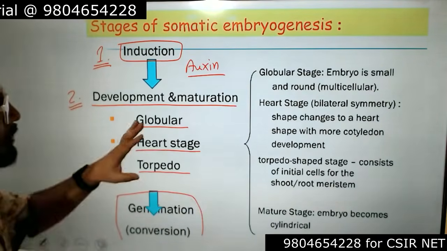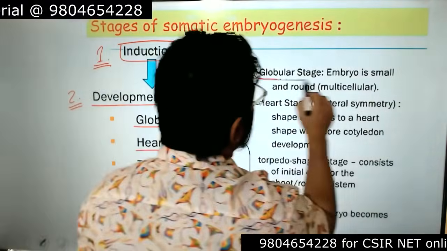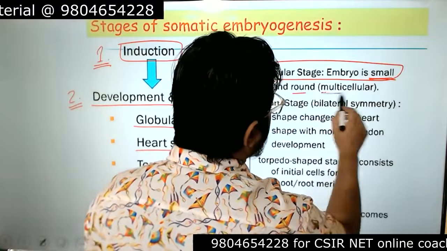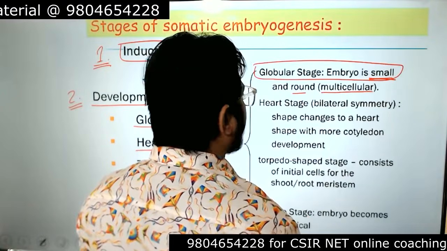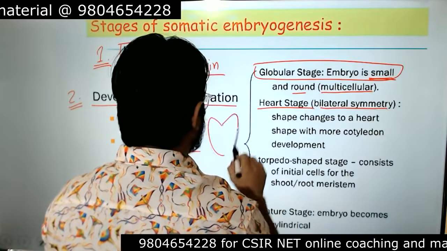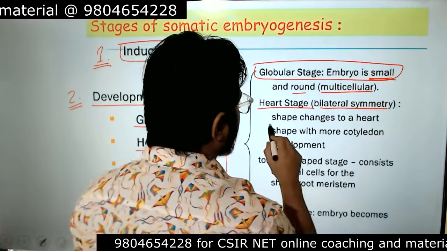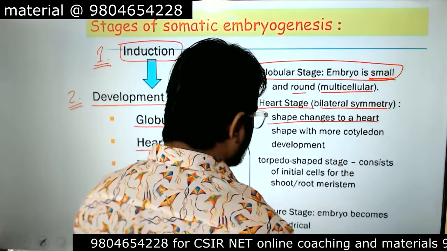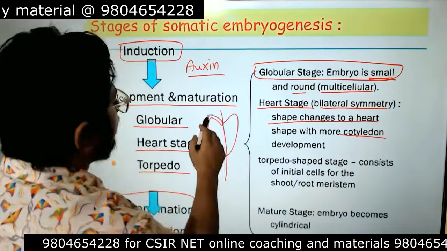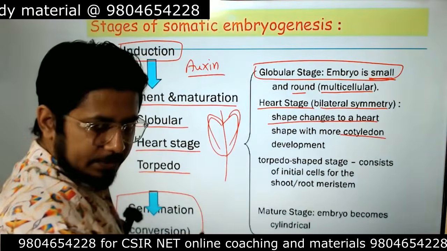Right? So we have the globular stage, where the embryo is a very small, round, multicellular structure. Okay? Heart stage has a bilateral symmetry. Remember? Heart stage has a bilateral symmetry. Shape changes to a heart shape with more cotyledon development. Why is the heart shape formed? Because cotyledons form the heart shape structures.